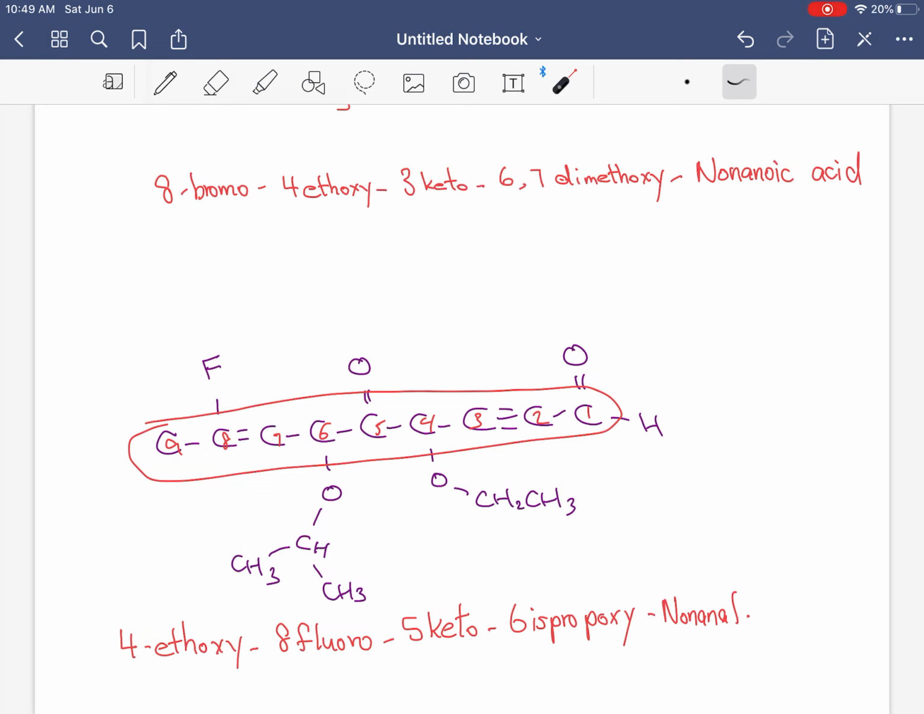So we give them their numbers like 4-ethoxy, 8-fluoro, 5-keto, 6-isopropoxy, and nonanal. That's not exactly correct. Okay, so you have non. You gotta indicate those triple bond, right? So you have 2-yne, you have 7-ene-al.